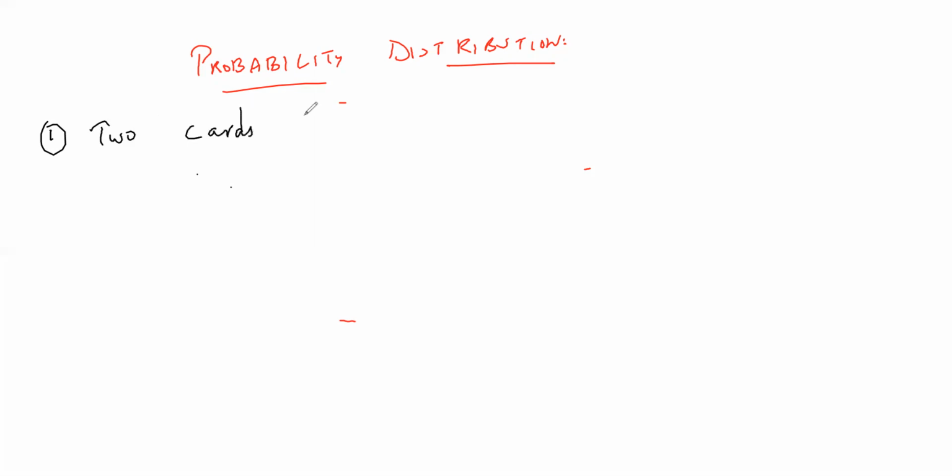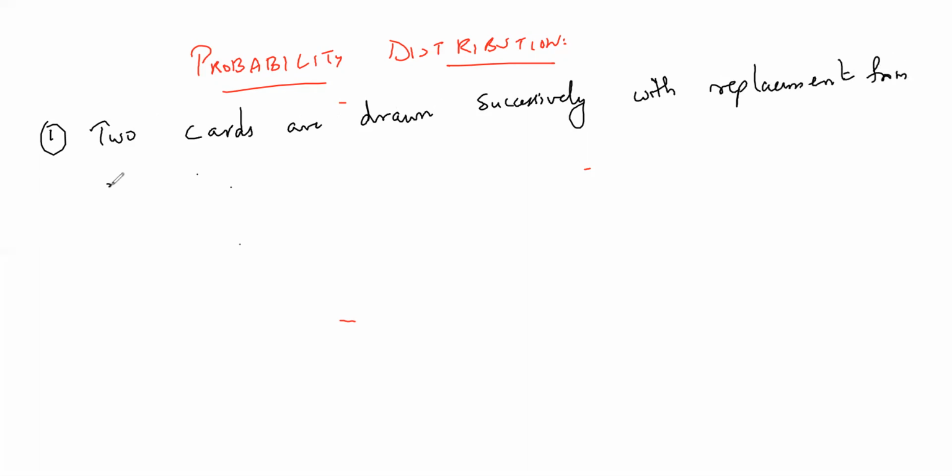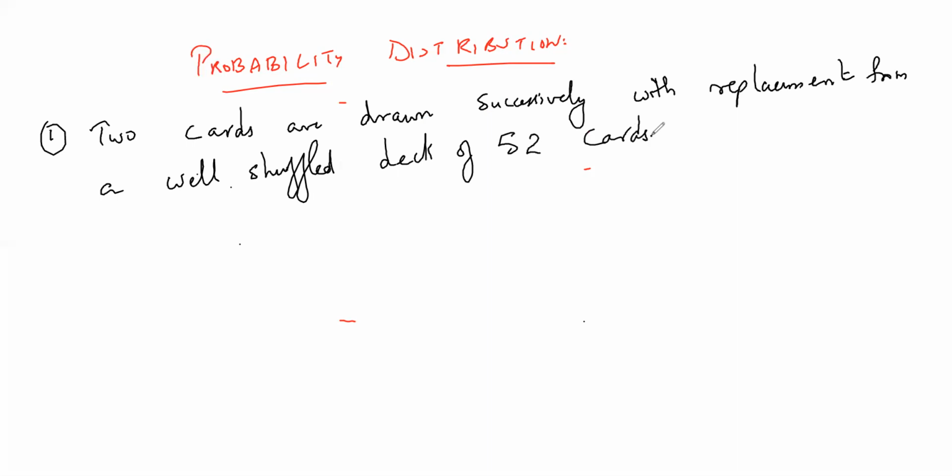Two cards are drawn successively with replacement from a well shuffled deck of 52 cards. Find the probability distribution of number of aces.